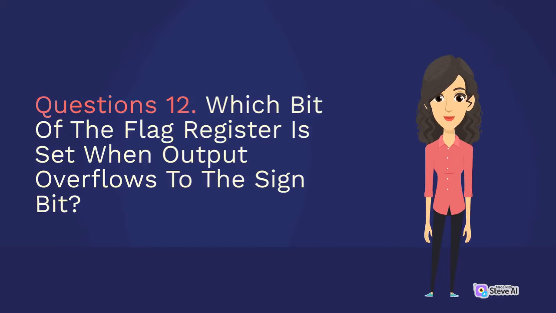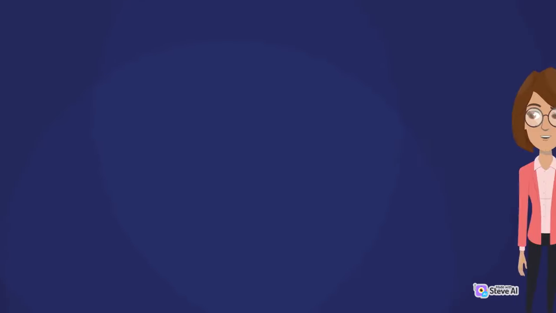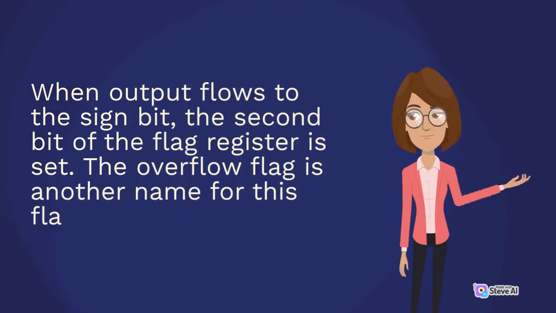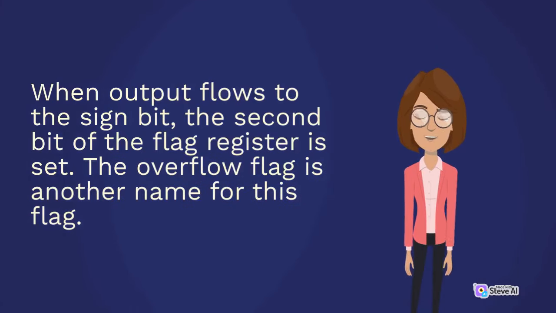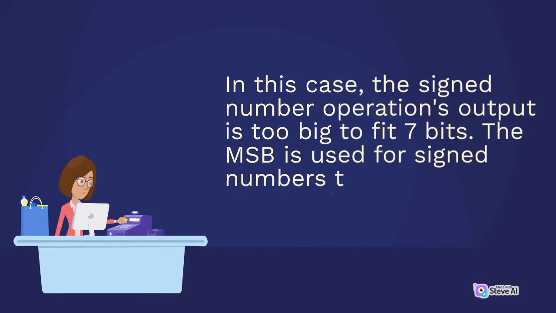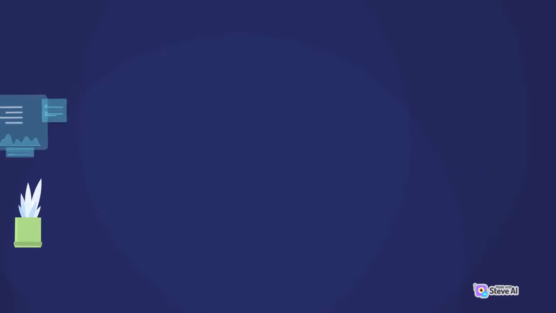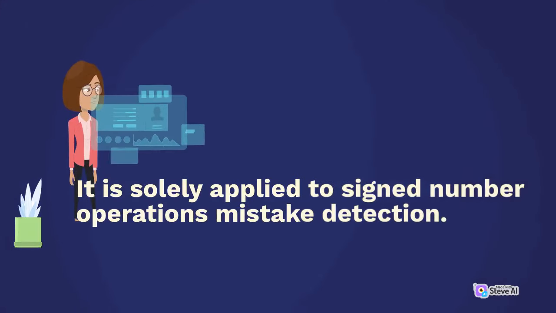Question 12. Which bit of the flag register is set when output overflows to the sign bit? When output overflows to the sign bit, the second bit of the flag register is set. The overflow flag is another name for this flag. In this case, the signed number operation's output is too big to fit in 7 bits. The MSB is used for signed numbers to specify whether the number is positive or negative. It is solely applied to signed number operations for error detection.